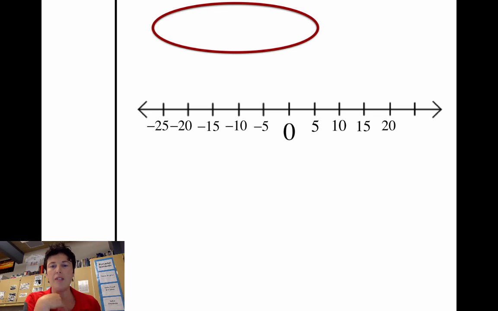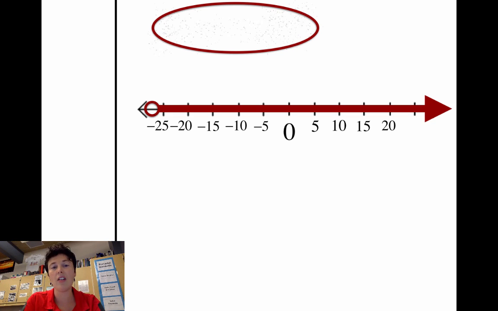So I'm going to go by 5s. I think 5s would be easy. And negative 27 is going to be somewhere kind of down on the end there. So I'm going to circle negative 27. And then I'm going to make sure to highlight all the values greater than that. So all the values to the right.